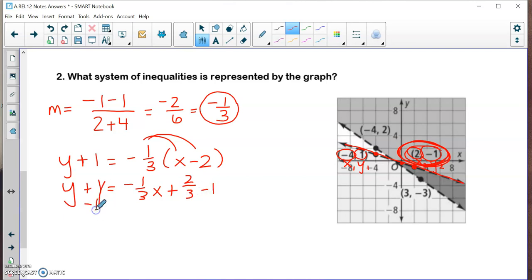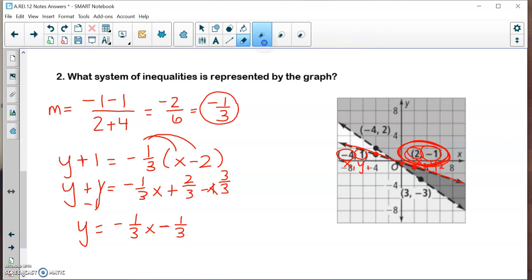Isolating y by subtracting 1, I wind up with y is equal to negative 1/3 x, and then 2/3 minus 1. 1 can be written as 3/3, so 2/3 minus 3/3 is negative 1/3. So this would be the equation, but this is not an equation.